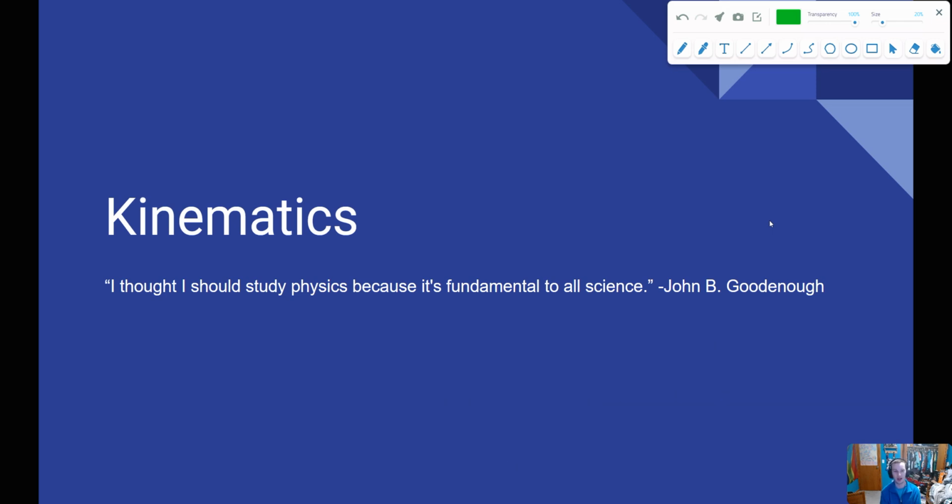Okay, so I often like to start off with some sort of quote or some sort of quirk. Today, we have "I thought I should study physics because it's fundamental to all science," and this is definitely true. Physics is definitely a foundation for chemistry and biology, and other sorts of sciences as well. That statement can definitely apply too.